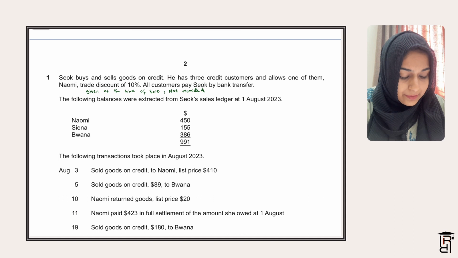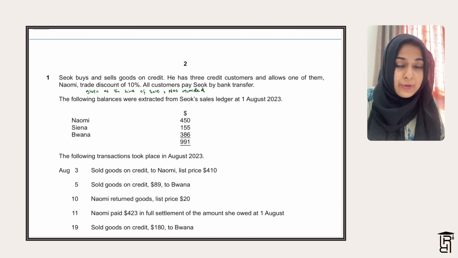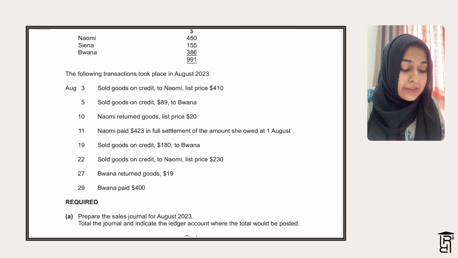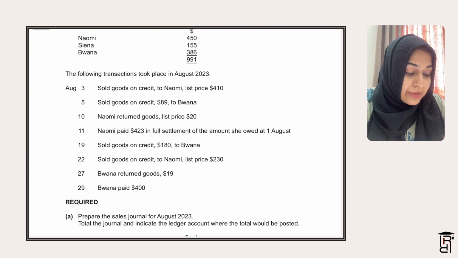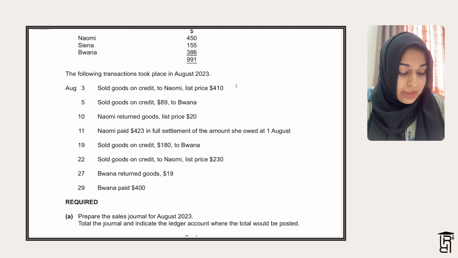So we'll just do the transactions here. The following transactions took place in August 2023. Sold goods on credit to Naomi, list price 410. List price is the price on the label. So when you're selling goods to her and the list price is 410, if you take out 10% of 410, you get $41, which we need to subtract from 410 to find out the actual sales. The actual sales will be 410 minus 41.